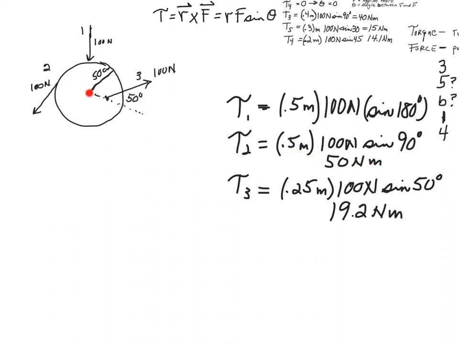And here it's halfway, so the distance is 25 centimeters or 0.25 meters. The force is 100. And the angle's given, right? Because the R vector is in this direction. You've got to be careful. If I gave you a different angle, it might not be the angle. But in this case, the R is in this direction, the F is in that direction, the angle is 50 degrees, so I take the sine of 50, and I get 19.2. So that's torque.